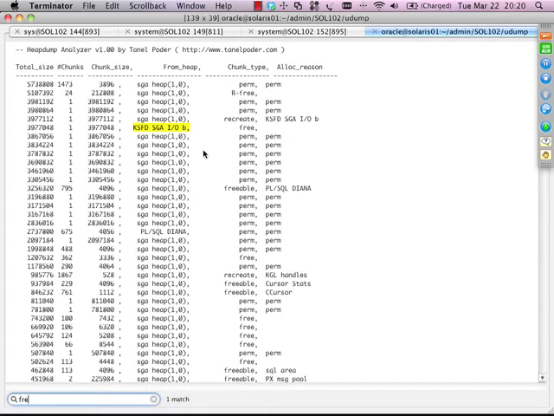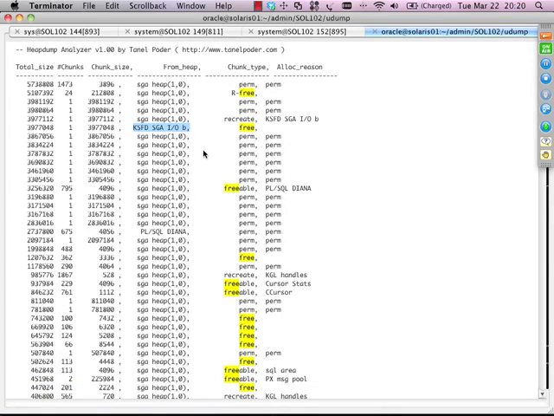And I would probably want to search for free. If I'm troubleshooting something, I want to see what is the biggest free chunk. So you see, there seems to be one chunk which is almost 4 megabytes. But this chunk itself is not in the shared pool heap anymore. If you read it like this, this heap dump has done a recursive dump. So whenever it found another heap inside the shared pool heap, it went on and dumped that as well, recursively.